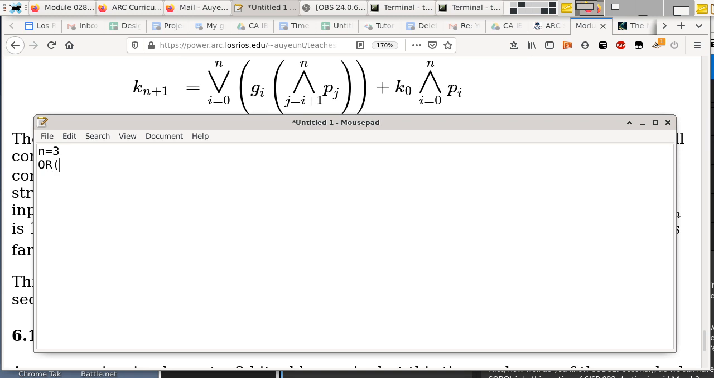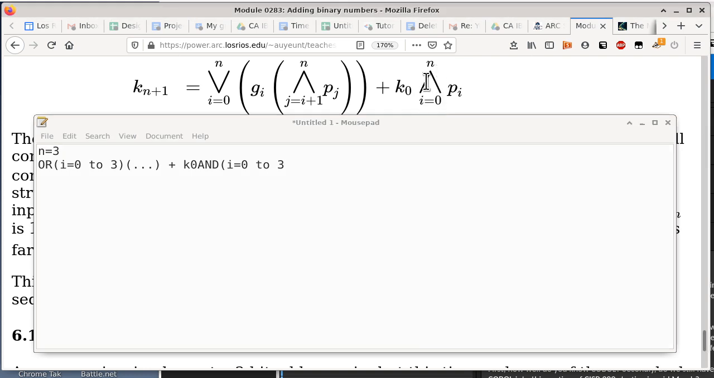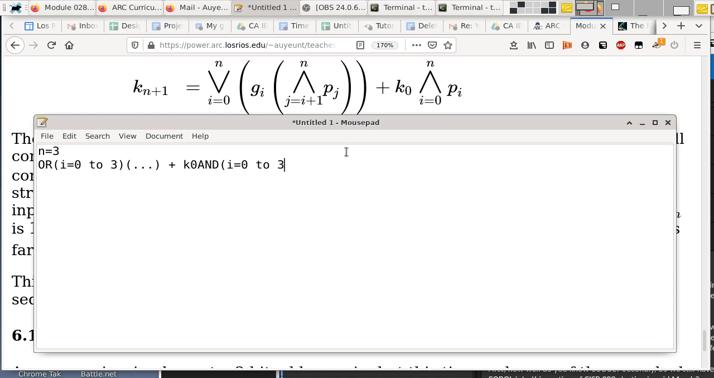And the big OR says, I want I to go from 0 to, in this case, we know n is 3, okay? And then we have one gigantic thing over here, plus k0, and then we have a gigantic AND here. And that AND has I going from 0 to 3 again, because you can see how right here, I is going from 0 to n, and we know n in this particular example is 3, okay? And then we have pi over here. So do we have any questions about this expression, which is really just the original expression, but with two exceptions?